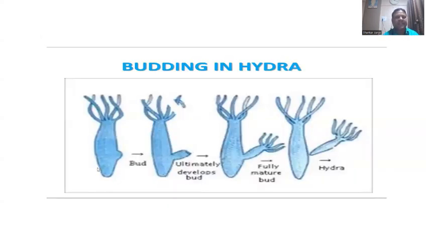See the hydra body is cylindrical. Here there is a mouth and tentacles. Actually, hydra is a bisexual, hermaphrodite animal. They also reproduce by sexual reproduction, but here they also reproduce by asexual reproduction. See the outgrowth, then a little growth of the bud takes place, and finally the mature bud gets cut off, detached, and a new hydra is formed. This is about budding.